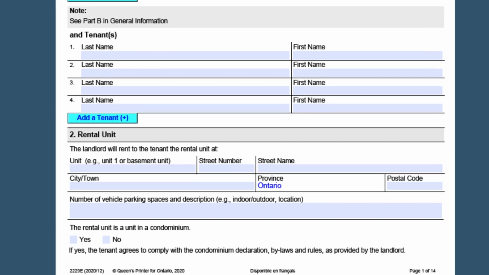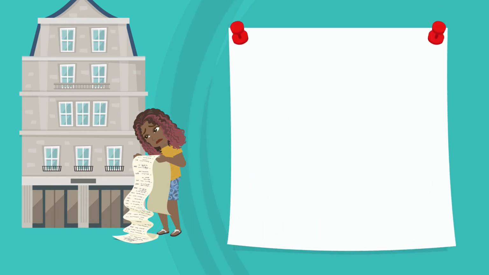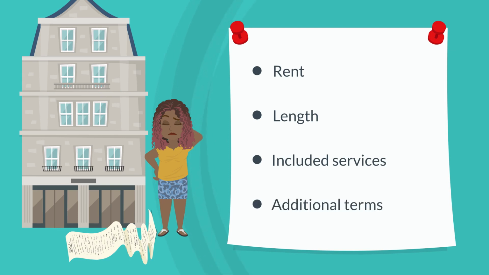If your client is planning on signing a tenancy agreement, that agreement should detail some basic information. It should say how much rent will be and when that rent will be due. It should also set out how long the lease is for and what's included in the rent payment. It might also have additional terms that either your client or their landlord want to include.